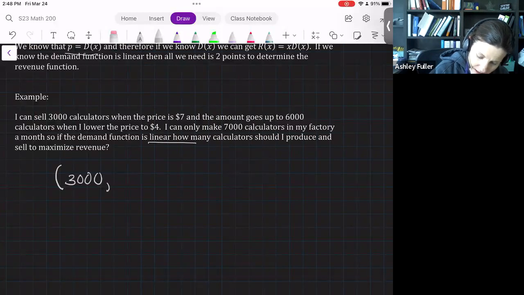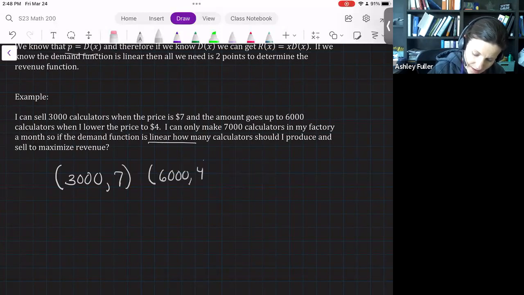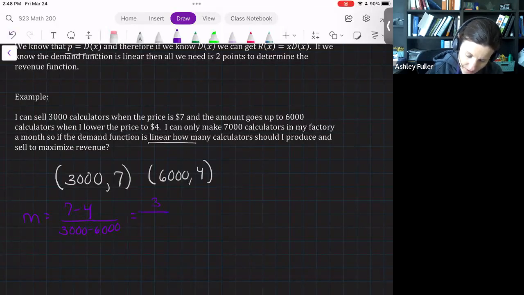So I have 3,000 calculators when I sell for a price of $7, or I have 6,000 calculators when I sell for a price of $4. Using my formula for slope, I can do 7 minus 4 over 3,000 minus 6,000, resulting in 3 over negative 3,000, or a slope of negative 1 over 1,000.